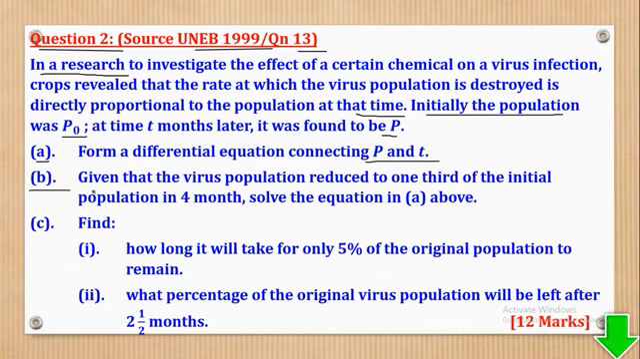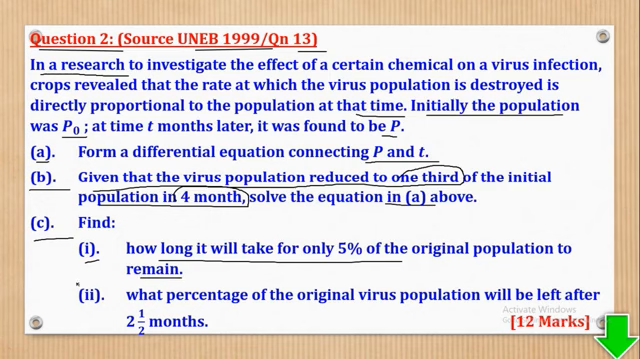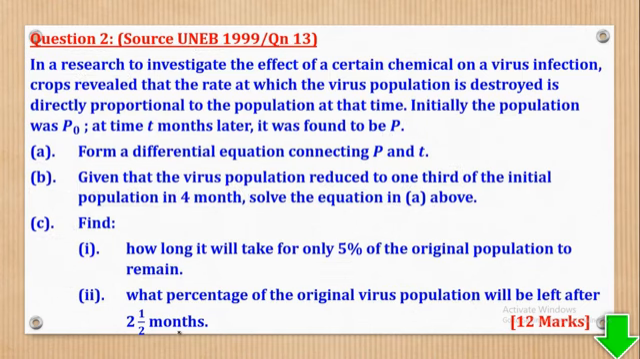Then part B, given that the virus population reduced to 1/3 of the initial population in 4 months, solve the equation in A above. Then part C, find Roman 1, how long it will take for only 5% of the original population to remain, and Roman 2, what percentage of the original virus population will be left after 2.5 months. So let's start with part A.